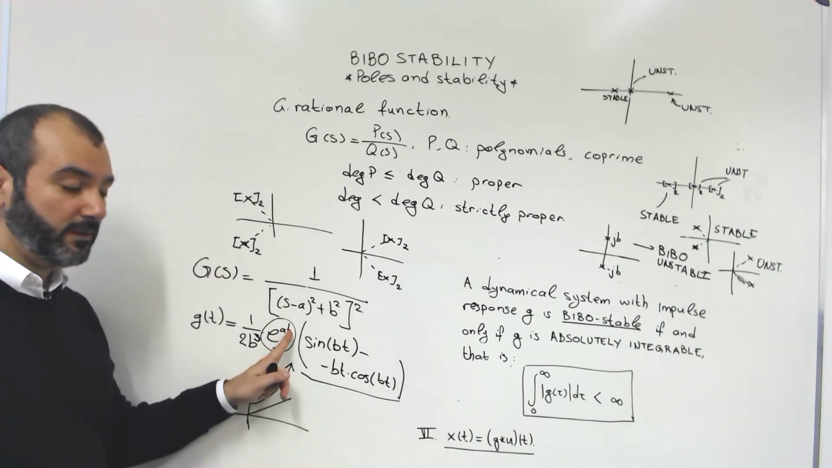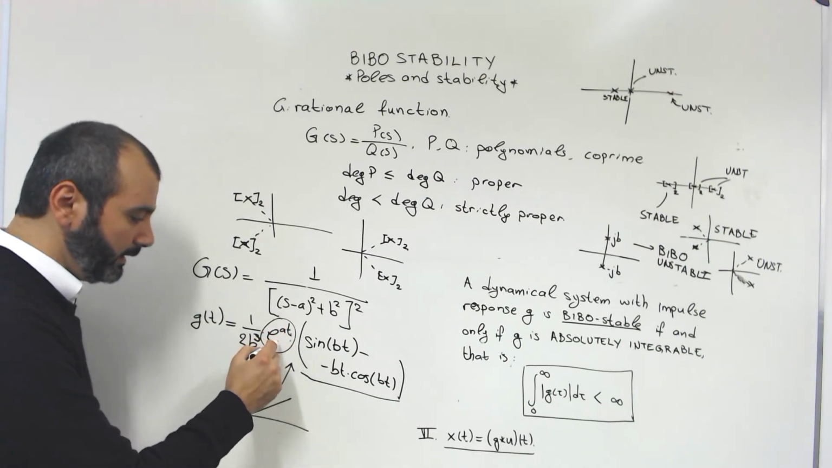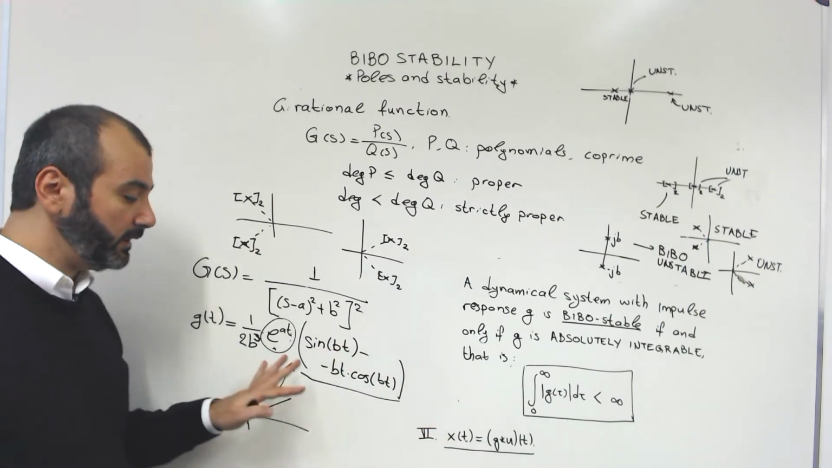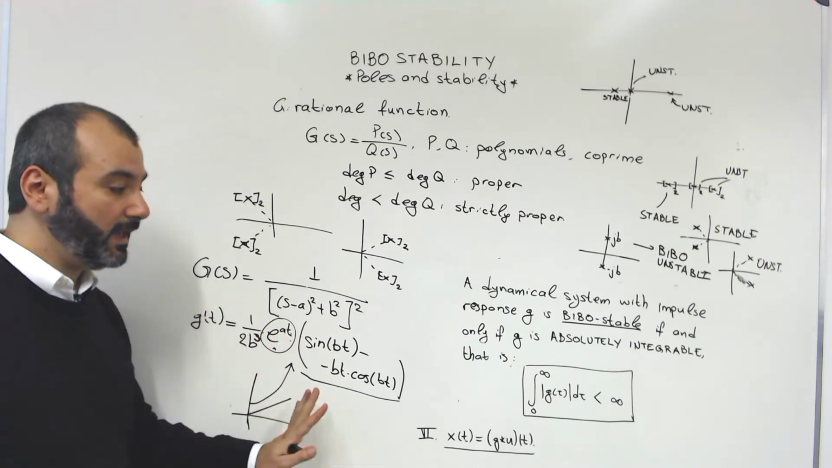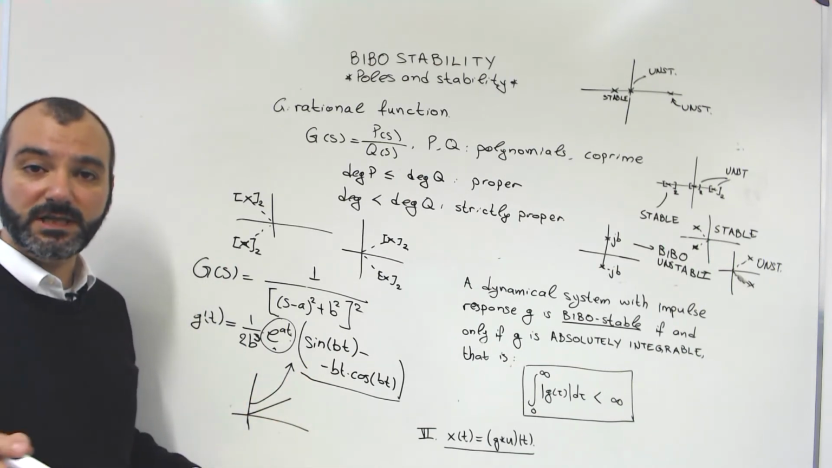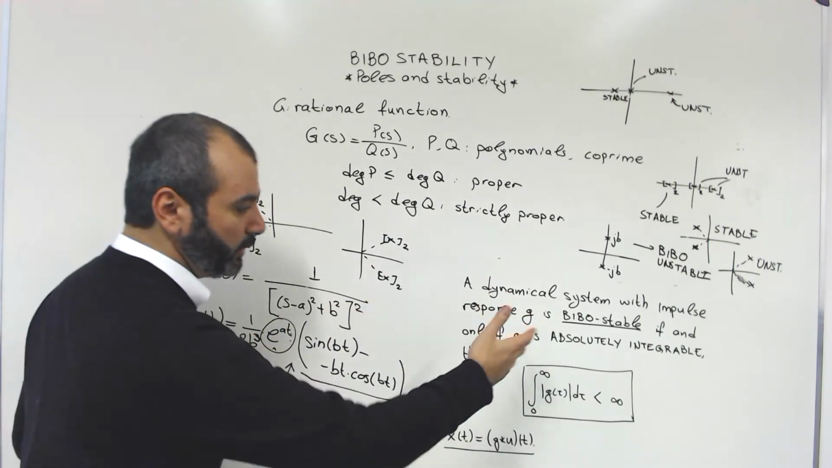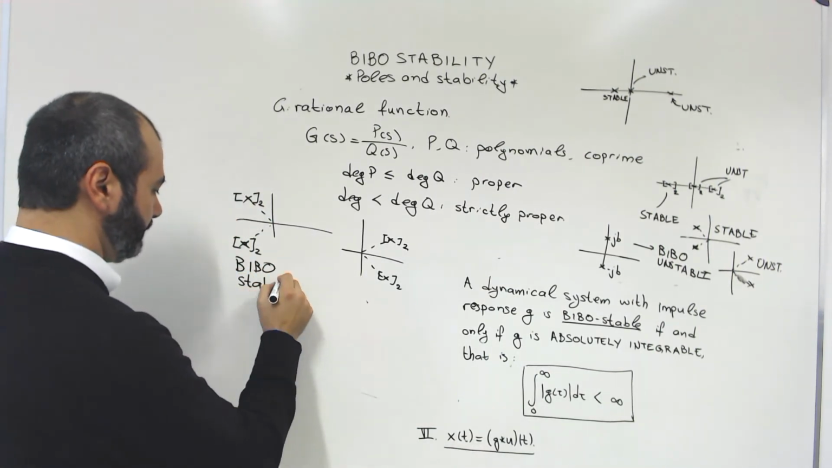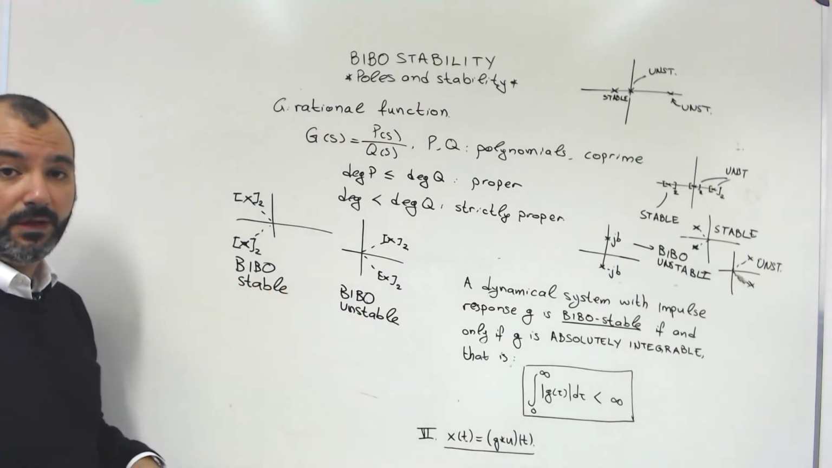So this determines whether this is absolutely integrable or not, and it will be only if a is negative. Let us not compute integrals here, but trust me, if a is negative, then this goes to 0 very fast, and this whole function is absolutely integrable. Otherwise, if a is positive or 0, then this will not be integrable and will not give a BIBO stable system. So this is BIBO stable, this is BIBO unstable.